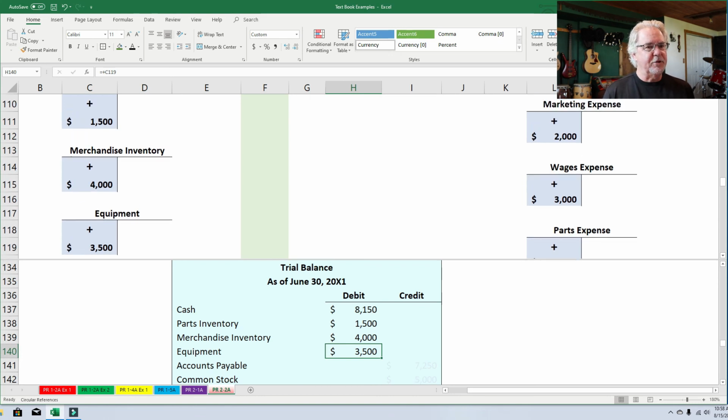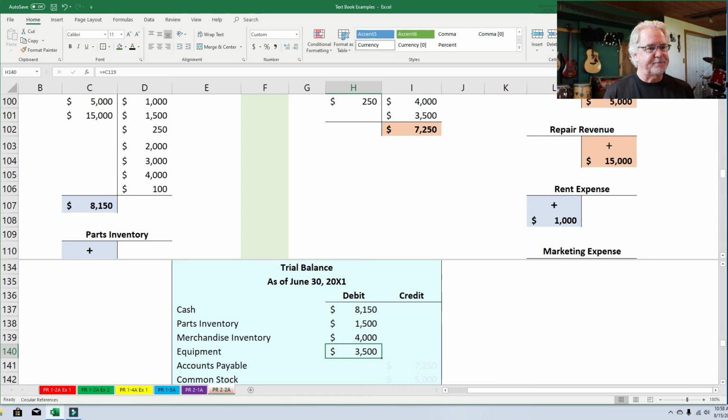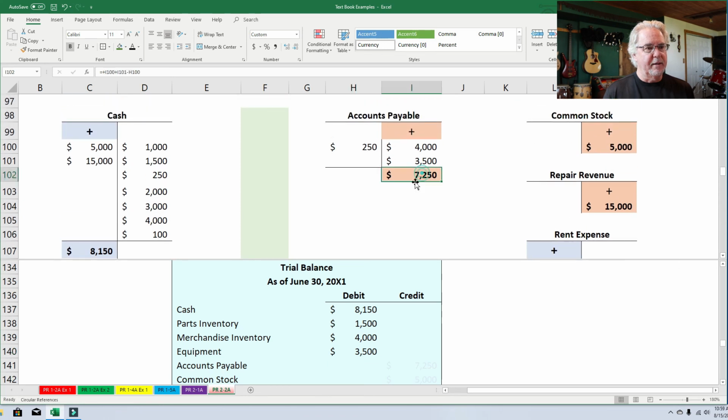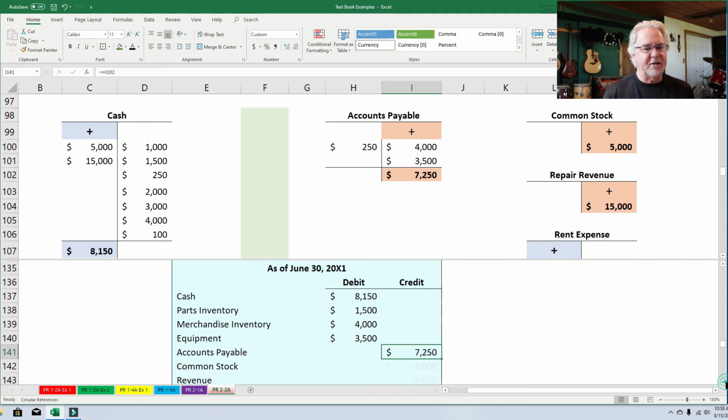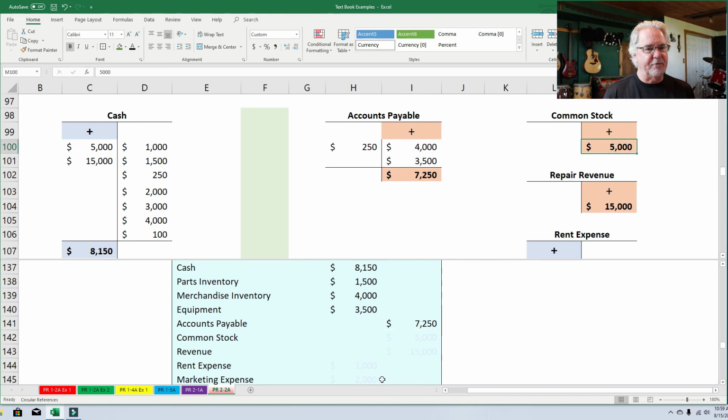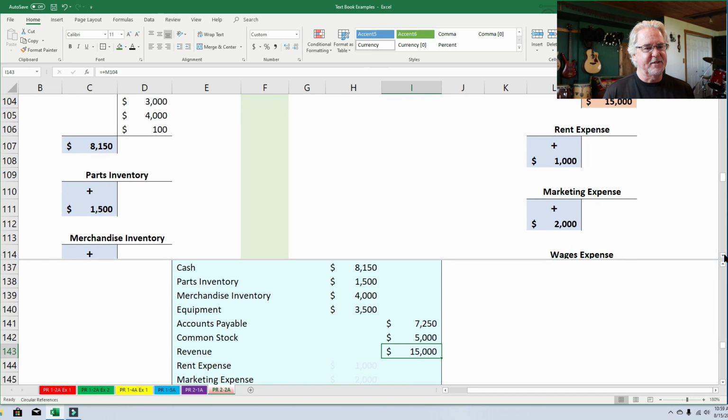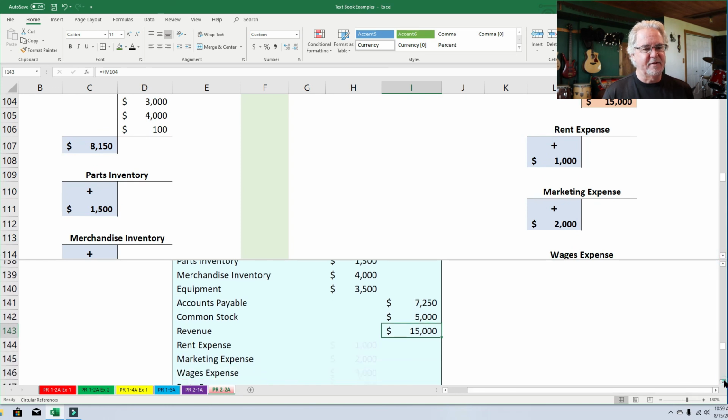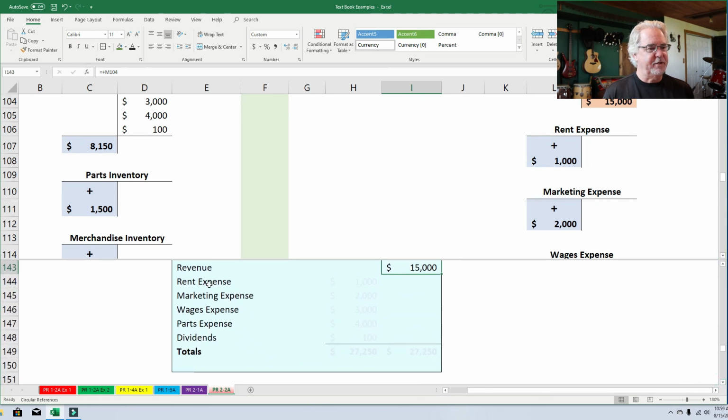See, lefties on the left and righties on the right. So let's go up here to accounts payable. Now accounts payable is on the right for $7,250, right? So here we go, $7,250. Common stock is on the right for $5,000, right there. And revenue is on the right. Look at that. Revenue's on the right. So there you go. But the expenses are on the left. Oh, what are we going to do?